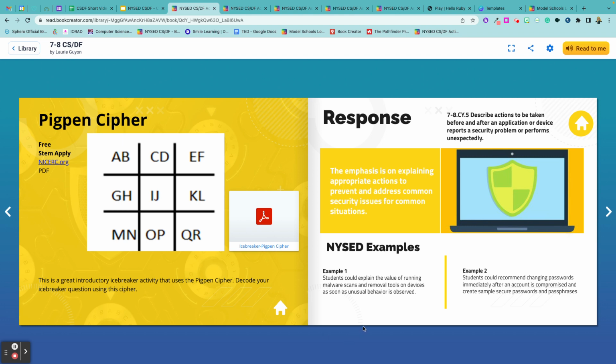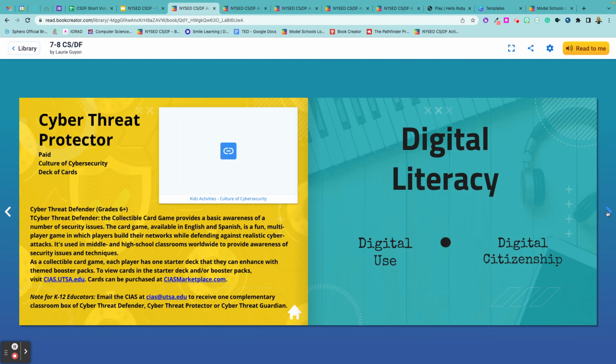The last standard is response. This one is describe actions to be taken before and after an application or device reports a security problem or performs unexpectedly. So it's, what do you do if something doesn't happen the way it's supposed to? Or if something happens, you could talk about email scams, and you could talk about malware, and you could talk about creating secure passwords and so on. So there's lots of resources for you in the book for these topics. Spend some time going through them.